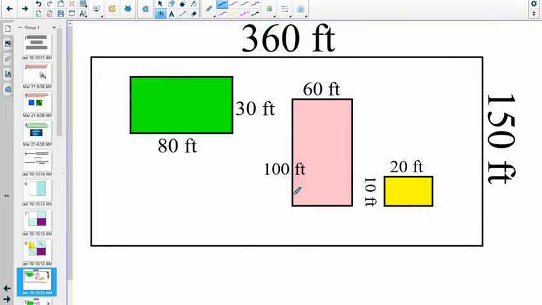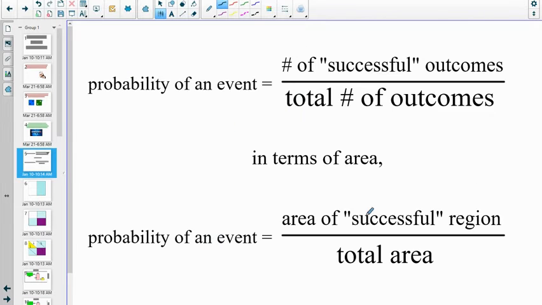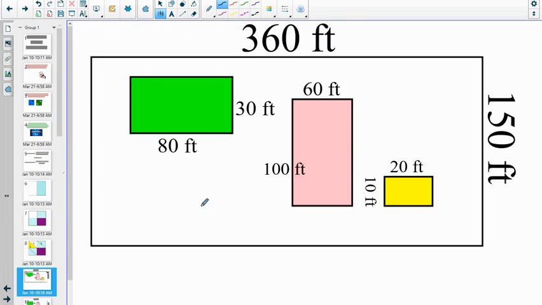And I might ask, what's the probability if I just throw a ball up in the air and it lands somewhere on this carpet? What's the probability that it lands in the green or the pink or the yellow region? And so thinking back to this, the area of a successful region, if I say, what's the probability that it lands on the green? The area of this successful region, well, it's just a rectangle. 80 times 30 is that area divided by the area of the total.